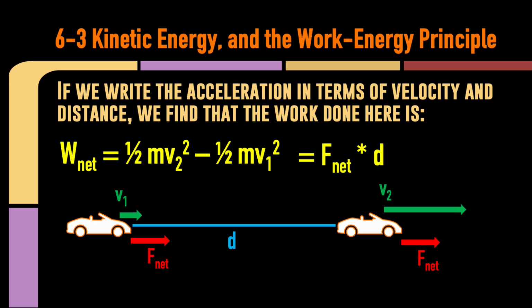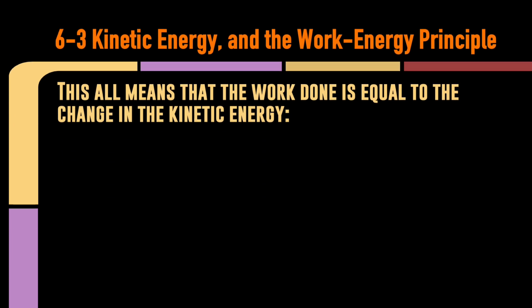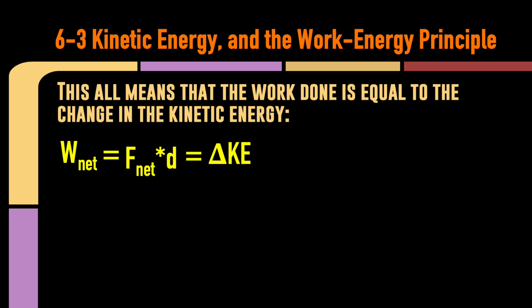All this to say is that work done is equal to the change in kinetic energy. So I have my work, force times distance. It's equal to the change in kinetic energy, delta KE. And in terms of velocity, I have the second velocity minus the initial velocity in terms of the energy.